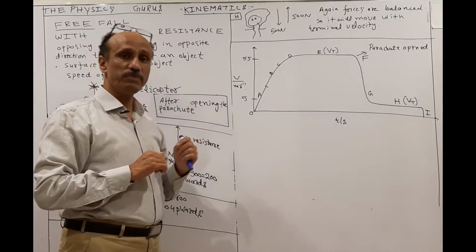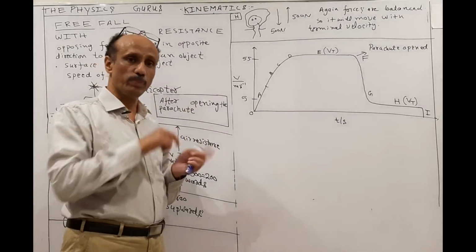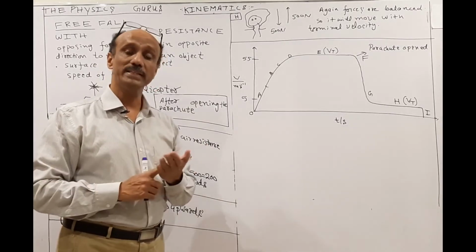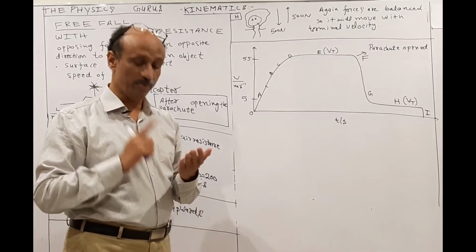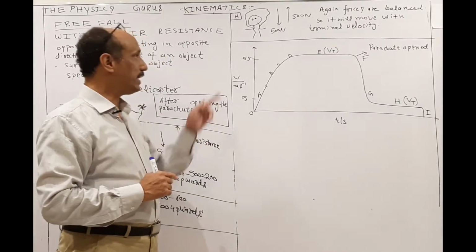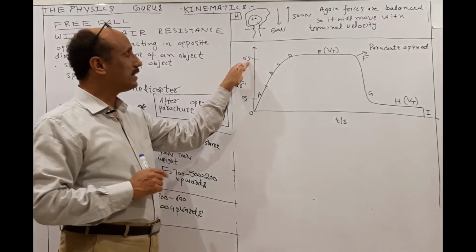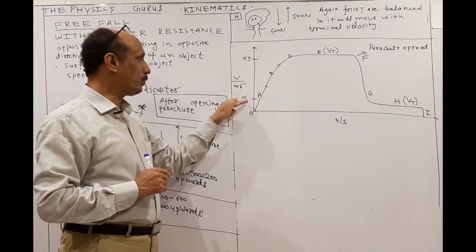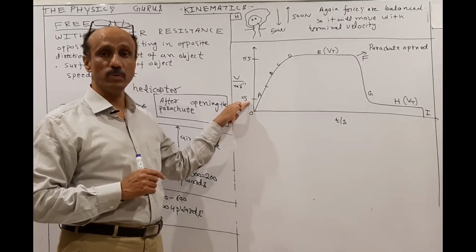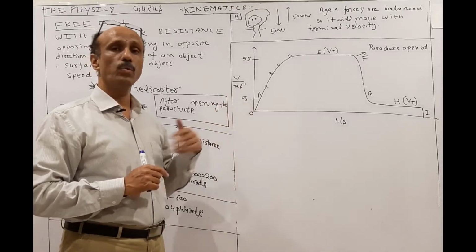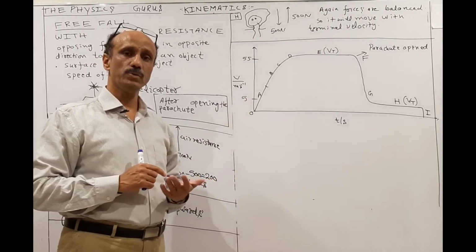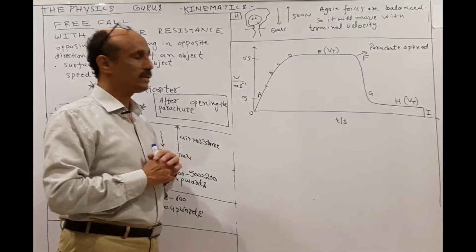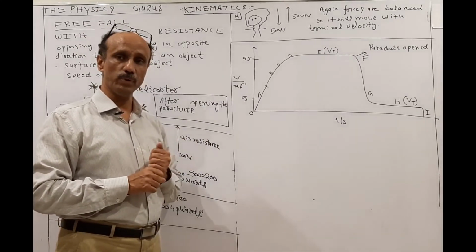But now what is the difference between the terminal velocity after opening the parachute and before opening the parachute? There is one big difference: before opening the parachute, the terminal velocity was around 55 meters per second. After opening the parachute, the terminal velocity is 5 meters per second, which is very reasonable to land on the ground. Now we will complete the remaining graphical portion as well.